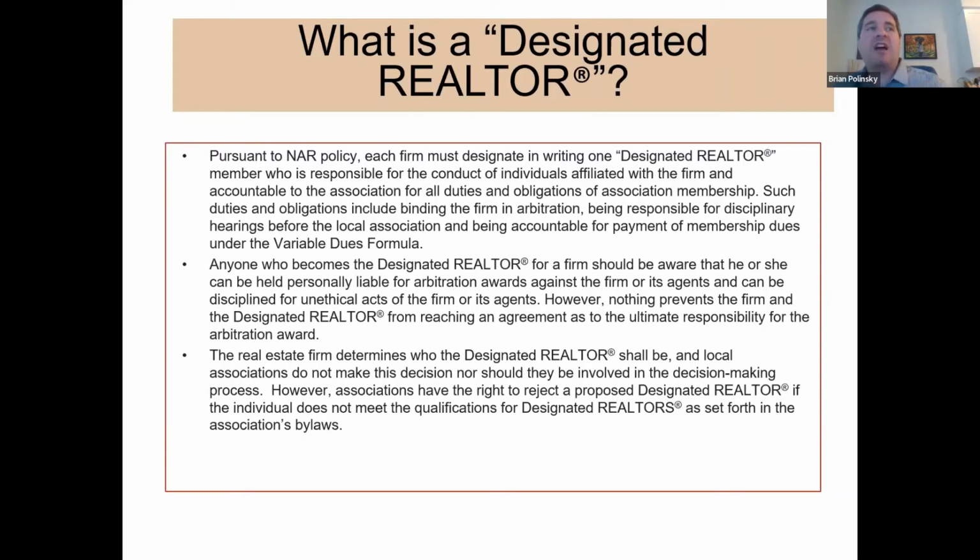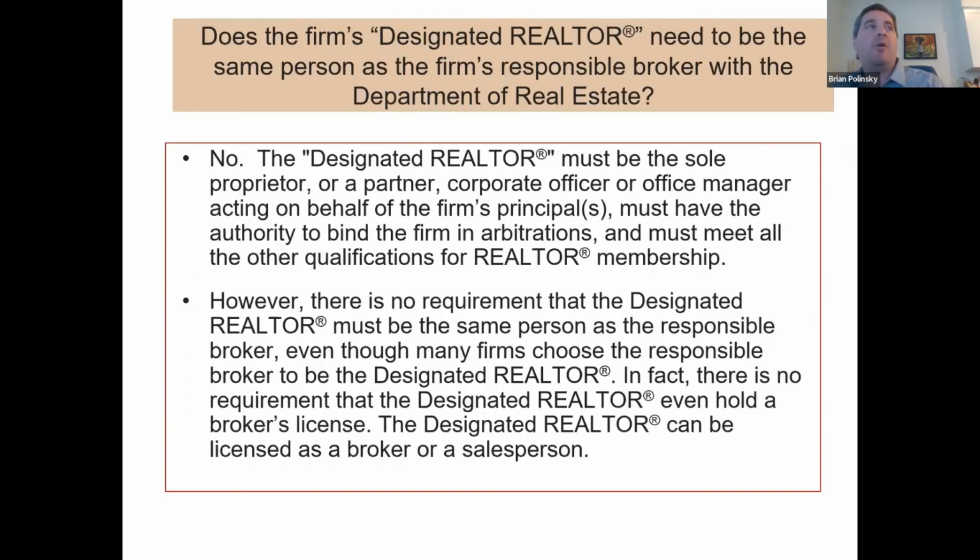So as Kathy was just talking about, a firm wants to designate someone as the DR for the firm. Well, you don't necessarily grant that. You do have to check to make sure that the person meets the criteria. So we'll talk about that in a moment. The next slide is, does the firm's designated realtor need to be the same person as the firm's responsible broker with the Department of Real Estate? And the answer to that is no.